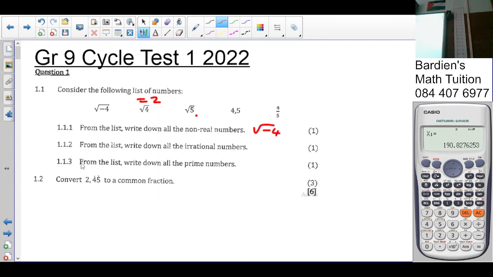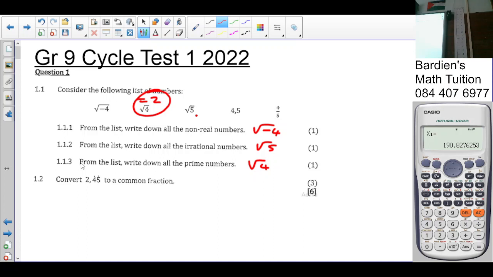From the list, write down all the irrational numbers. As we know, the square root of 5 is irrational. From the list, write down all the prime numbers. So that is the only prime number, the square root of 4. Note that I don't write 2, I write down the square root of 4.